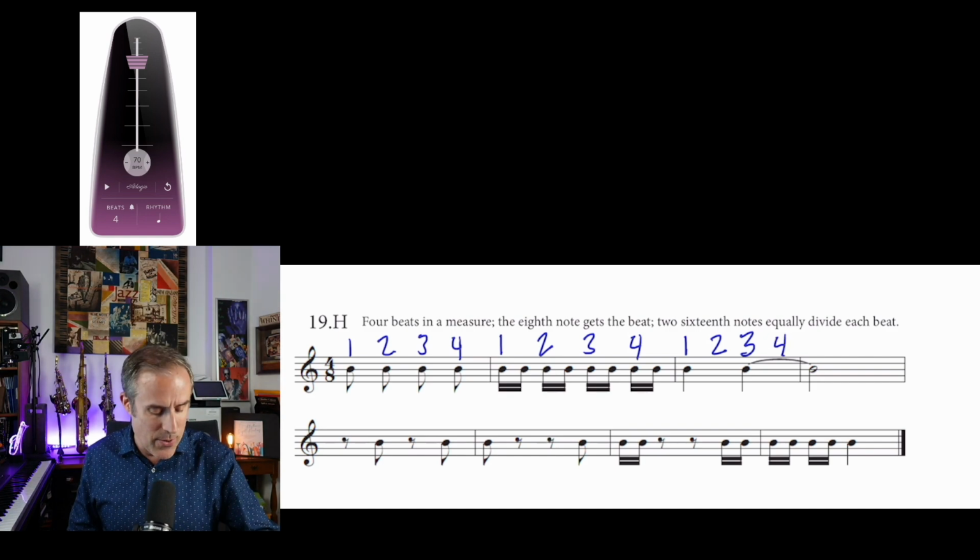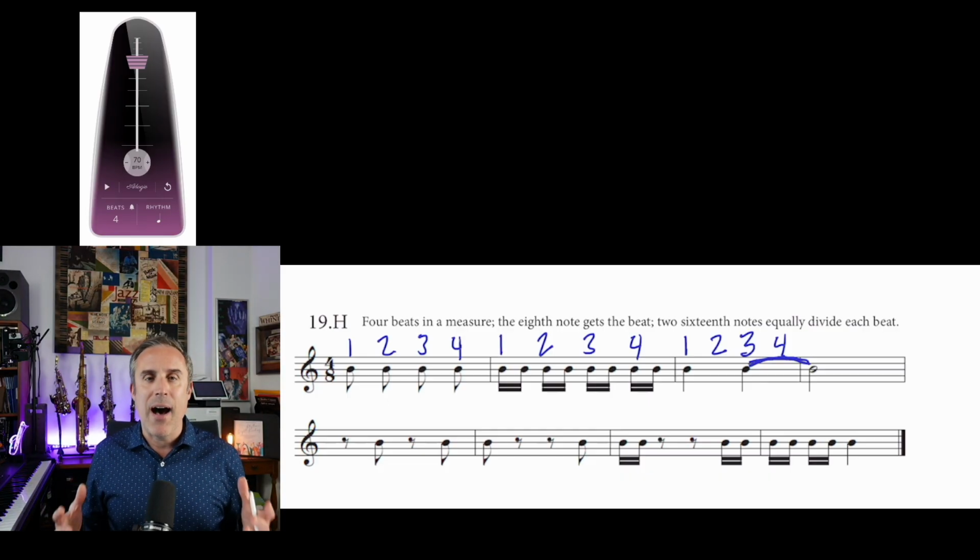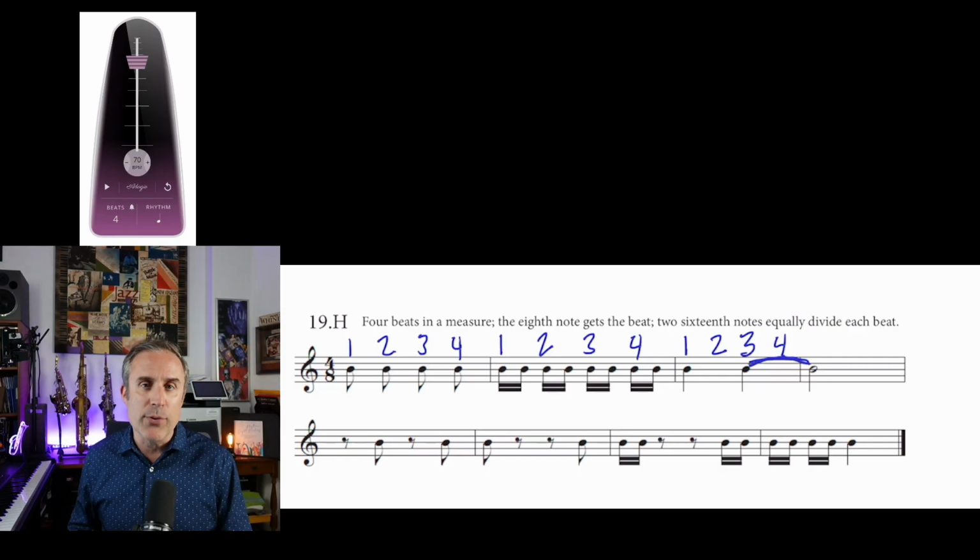Now we also have a tie going into measure 4. And we have a half note. And as you guessed it, a half note fills up an entire measure in 4/8. Why? Because a half note is equivalent to 2 quarter notes, which is also equivalent to 4 eighth notes. So a half note in 4/8 time fills up an entire measure.